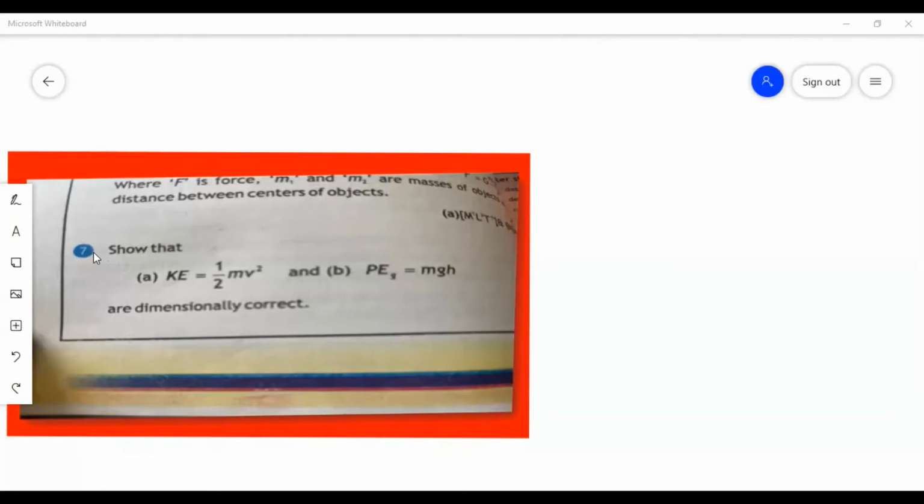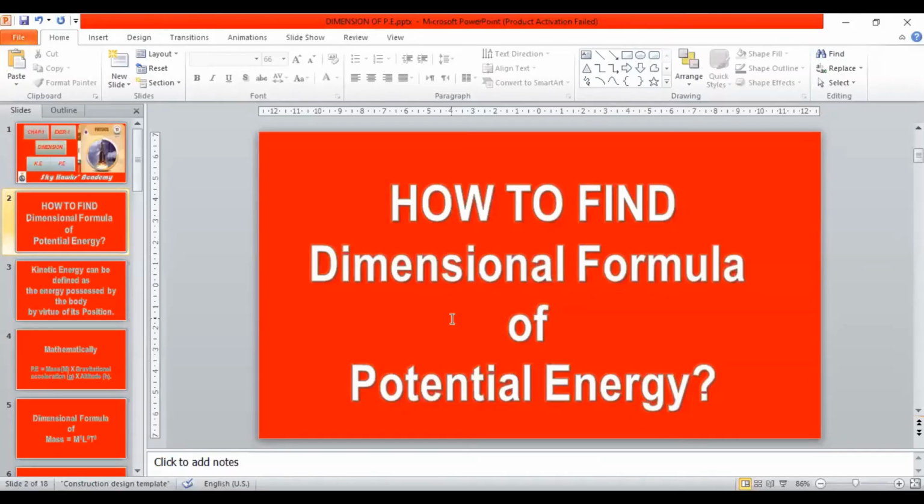So this was question number 7 of your exercise. Show that. Till now we have proved that the right hand side, mv square, its dimension is M L square T minus 2. Am I right? That was the last step, the dimension of that. But anyhow, let me share the previous one that was about the kinetic energy. So this is all about that.